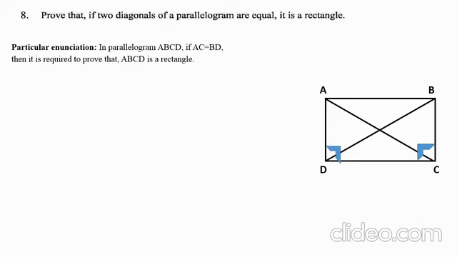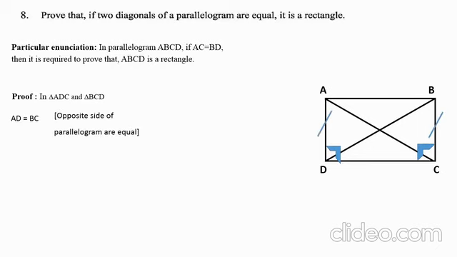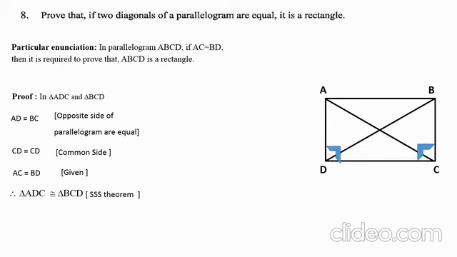Now we'll consider two triangles which contain these two angles, like ADC and BCD. Now in these two triangles, AD equals BC, CD equals CD, which is the common side, and AC equals BD, which is given. Now we may say the triangle ADC is congruent to the triangle BCD, following the SSS theorem. That is, angle D equals angle C.